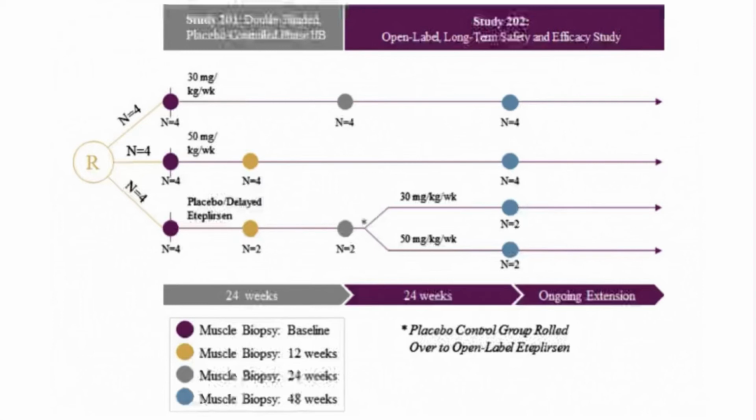In the second cohort, 4 boys received 50 mg per kg of eteplirsen, and their muscles were biopsied after 12 and 48 weeks of treatment. In the third cohort, 4 boys received placebo for the first 24 weeks and eteplirsen for the second 24 weeks. Their muscles were biopsied at 12 weeks and 48 weeks. One subgroup of 2 boys received 30 mg per kg of placebo and then 30 mg per kg of eteplirsen. The other subgroup of 2 boys received 50 mg per kg of placebo and then 50 mg per kg of eteplirsen.